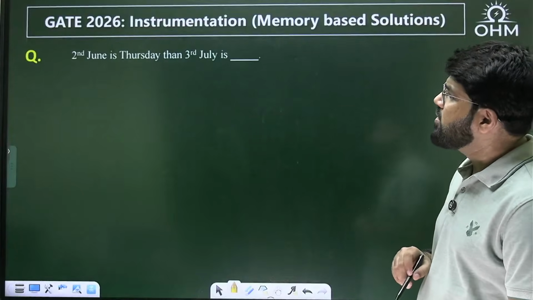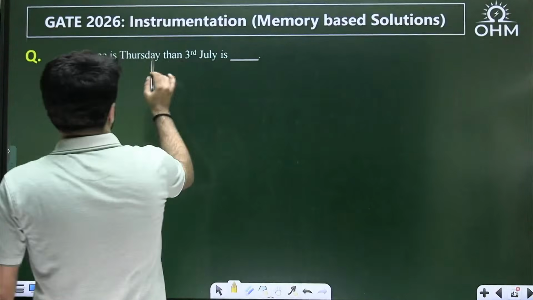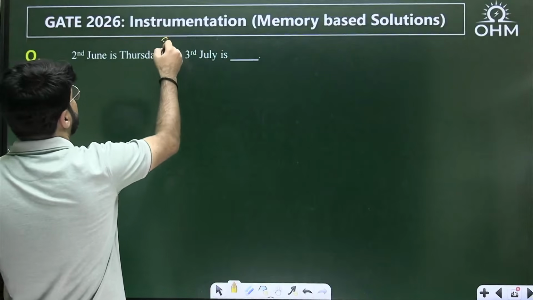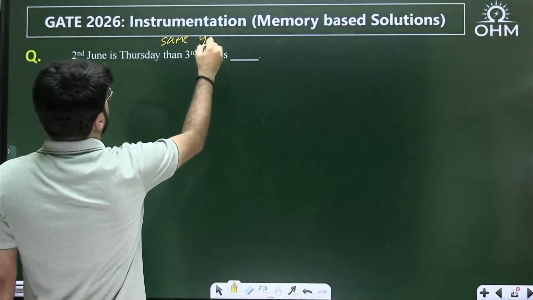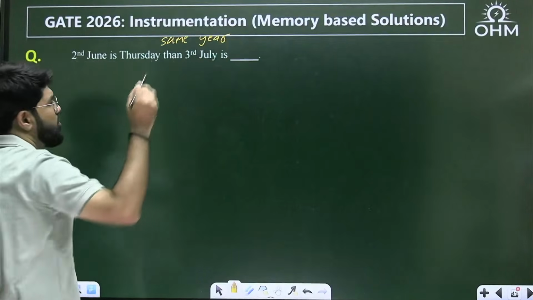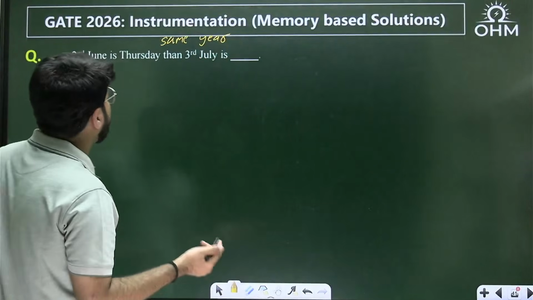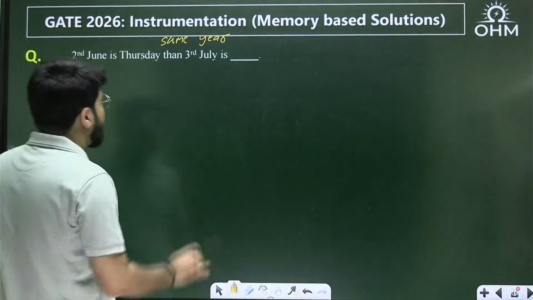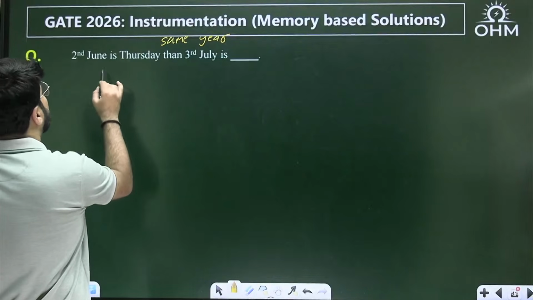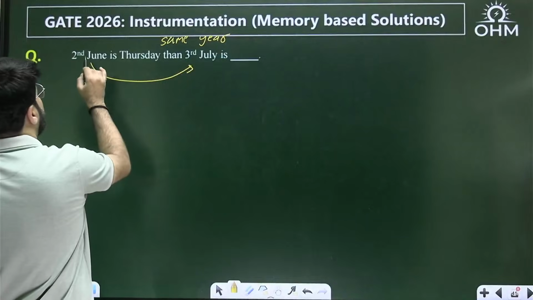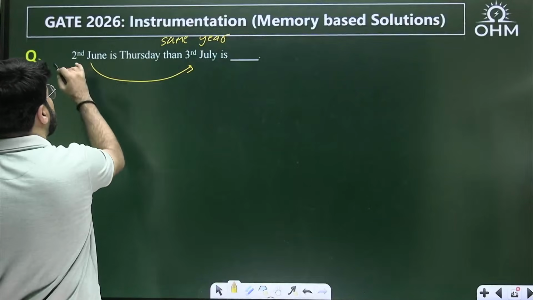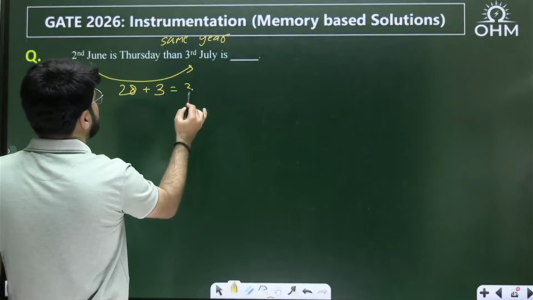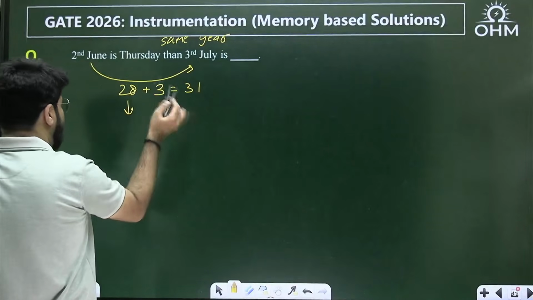Next one. What is there? Simple, yeah. 2nd June is Thursday, then 3rd July. Obviously, the data is this much, but it should be the same year. It has to be the same year. Otherwise, how many years are there? Without that, we can't answer. So what is there from 2nd June to 3rd July? How many odd days are there? How many days are there between 2nd June to 3rd July? In June 30 days are there, na? So minus 2, 28 days of June, and we are talking about 3rd July. So this is 31.